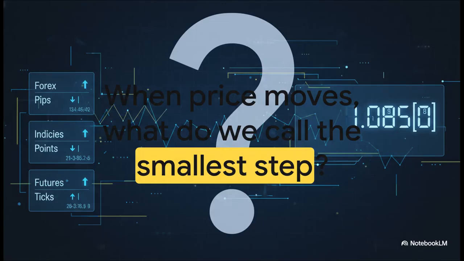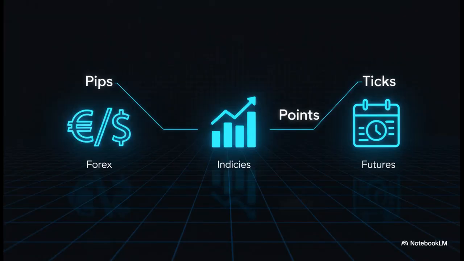So, let's start with a really simple question. When the price of something moves, what do you actually call that smallest possible step? You might think there's one simple answer, but, well, it's a little more complicated than that. And here's why. The answer totally depends on what you're trading. It turns out different markets have their own lingo for the exact same thing, that minimum little price jump.